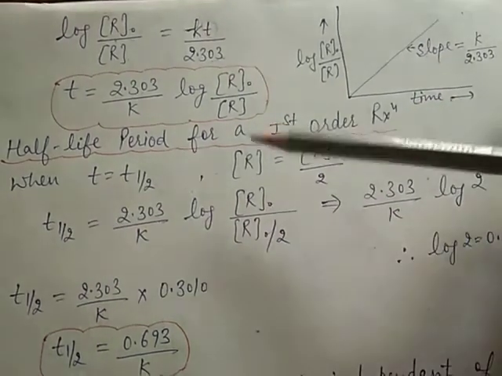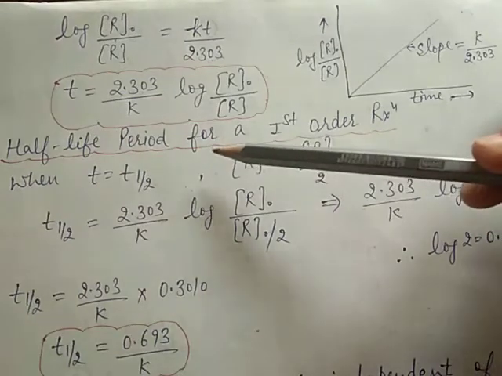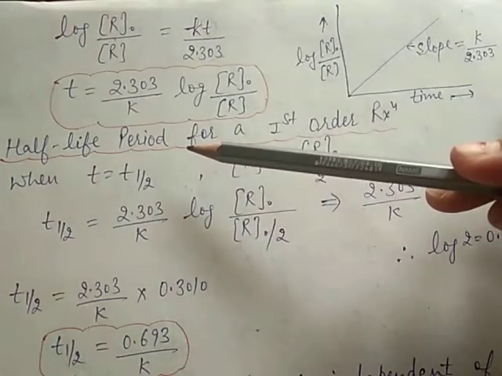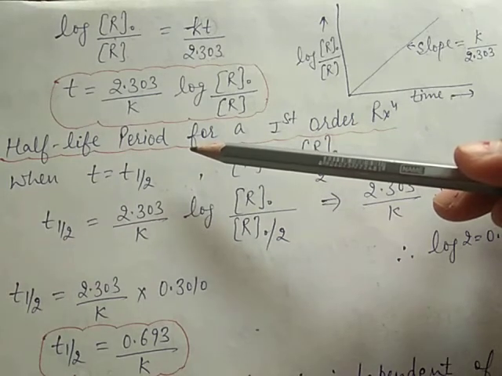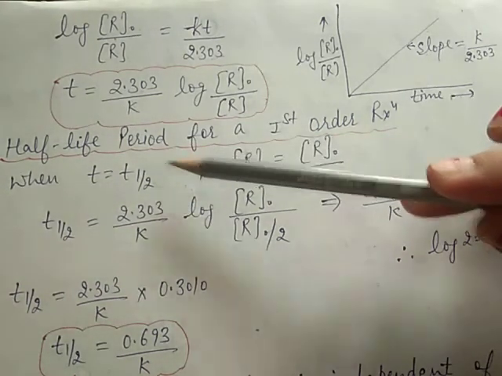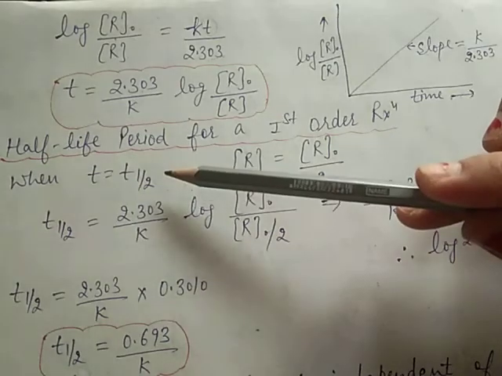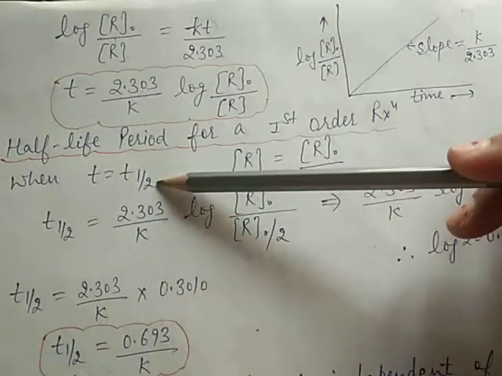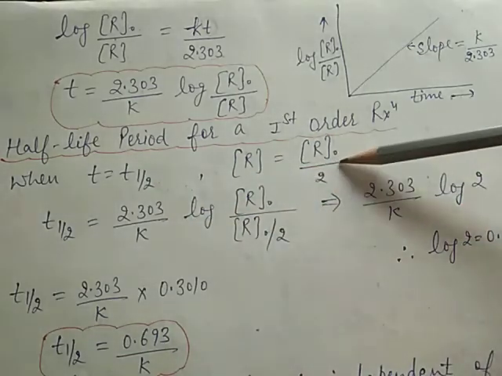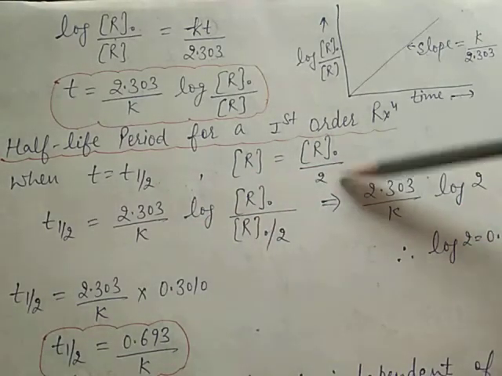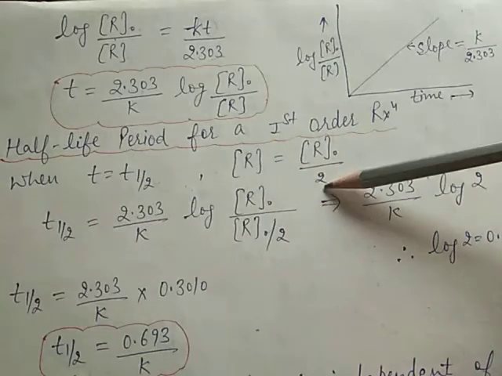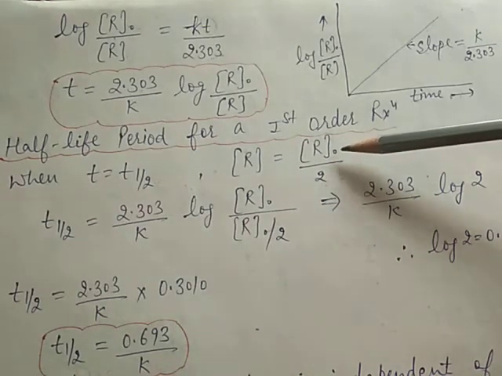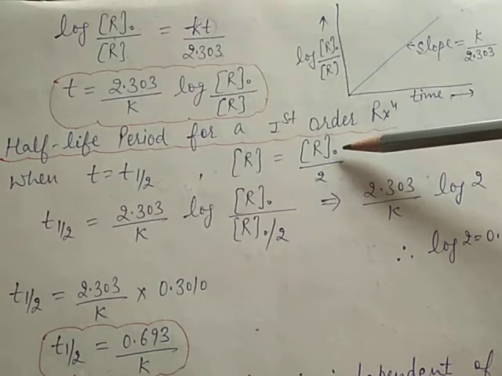Now, how will you calculate the half-life period for a first order reaction? Half-life means the time in which the concentration of reactant is reduced to half of its original value. Suppose when t is equal to t half, R is equal to R naught by 2, meaning the concentration is also half of its original. R naught means initial concentration of reactant.